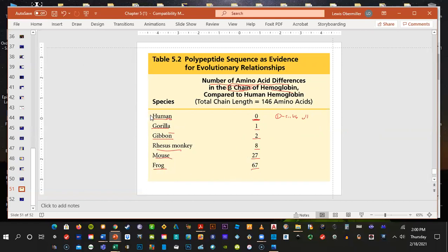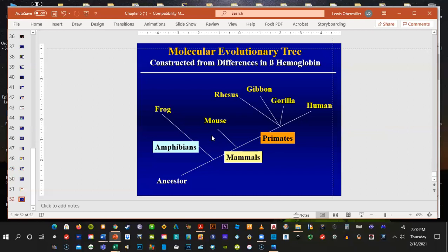So what do you think is most closely related to humans based on this data? Gorillas. Gorillas. And what's more distantly related to humans? Frogs. And you'd be right. And that's how they build these relationship trees, right? We have a common ancestor. Frogs are more distantly related. Humans are most closely related to gorillas and other primates, and so on. So we can do this with your family tree. This is how 23andMe can figure out who's related to who.